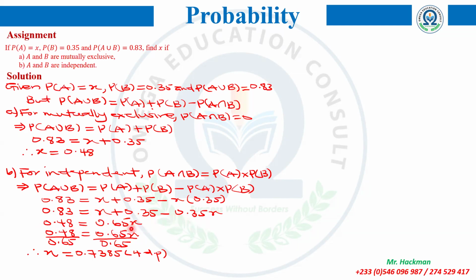Okay, at this point, please take note. You don't divide straight away. Those of you who did that, I'm drawing your attention to that. You write it again before you divide. So I wrote this again before dividing by the 0.65.